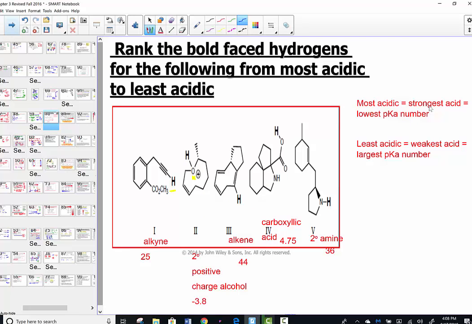Rank the bold-faced hydrogens for the following, from most acidic to least acidic. Now this becomes a recognition of functional groups. In the functional groups, find the one that is highlighted. This is the hydrogen on a triple bond, so I wrote down structure 1 is an alkyne. The yne ending from my pKa chart I recorded as a 25.